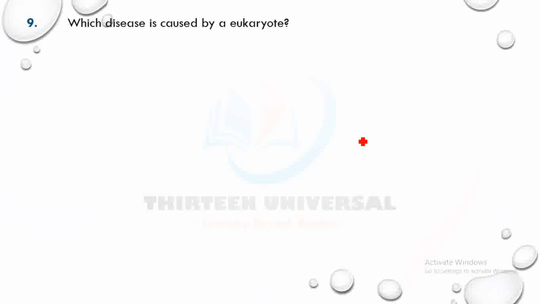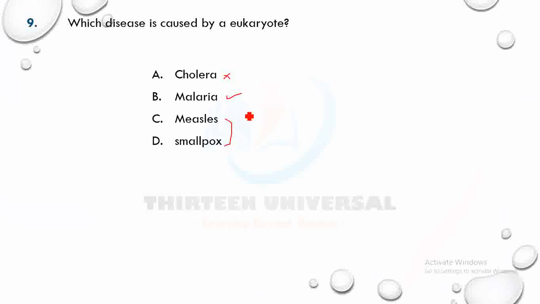Which disease is caused by eukaryotes? Pause the video. Which one is caused by a eukaryote? Now, cholera is caused by a bacterium. A bacterium is not a eukaryote. Malaria is caused by a protist. Yes, that's a eukaryote. These two are caused by viruses, and viruses are not eukaryotes. So malaria is caused by Plasmodium species, a eukaryote, which is why they have genetic complexity. So the answer is malaria.